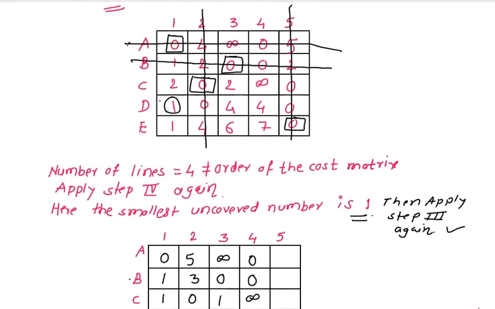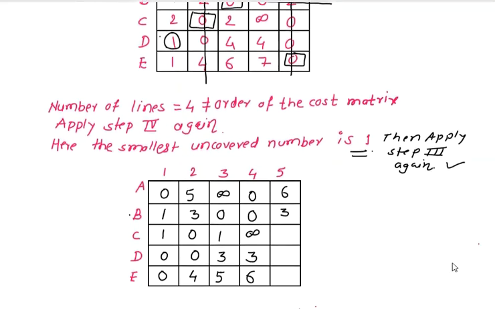Then elements of the fifth column. On the intersection we add. 5 and 2 are on the intersection, so 5 plus 1 and 2 plus 1. Then other numbers 0, 0, 0 as it is. So this is the cost matrix obtained in step number 4.